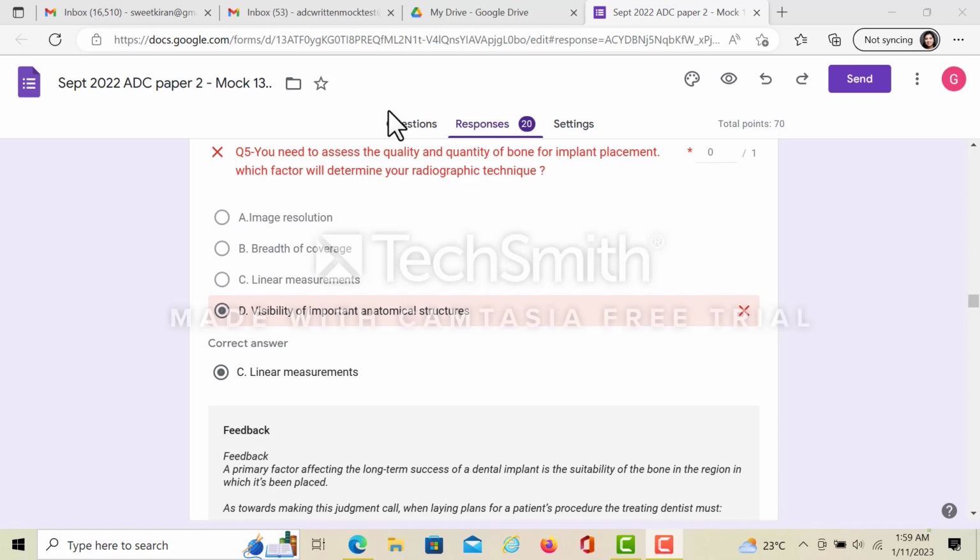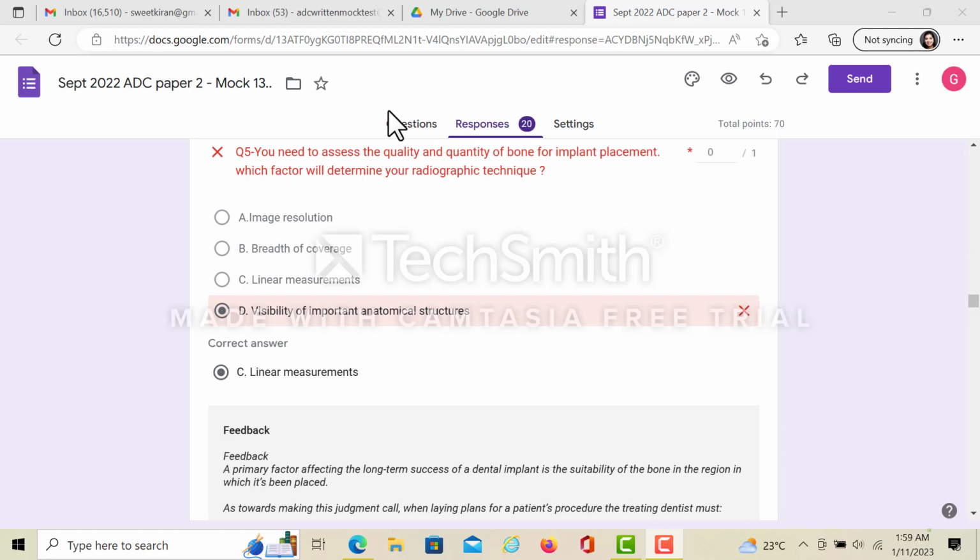Mesiodistal you can determine by periapical and OPG, but buccolingual you cannot determine. You have to use a CBCT technique. So basically what this question is asking is which technique you would be using for placement of implant for radiographic purpose. But instead of that, they have given this elaborate question of how will you assess the quality and the quantity of the bone. So what the CBCT has advantage over the above techniques is that you can do linear measurements. OPG and IOPA will also show you the visibility of the important anatomical structures.